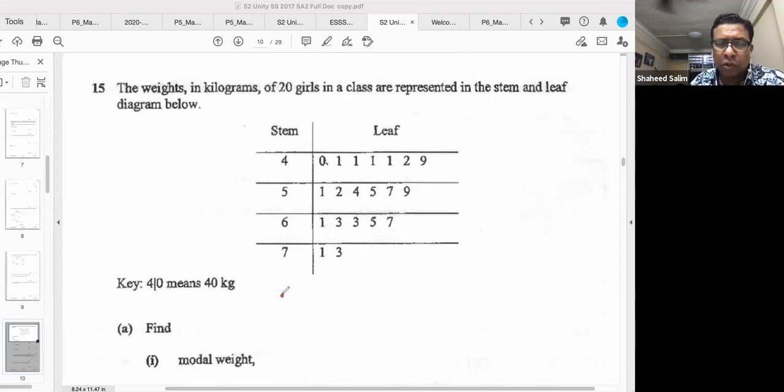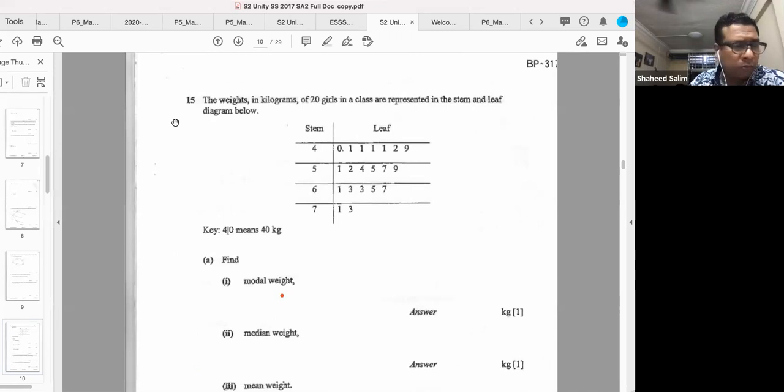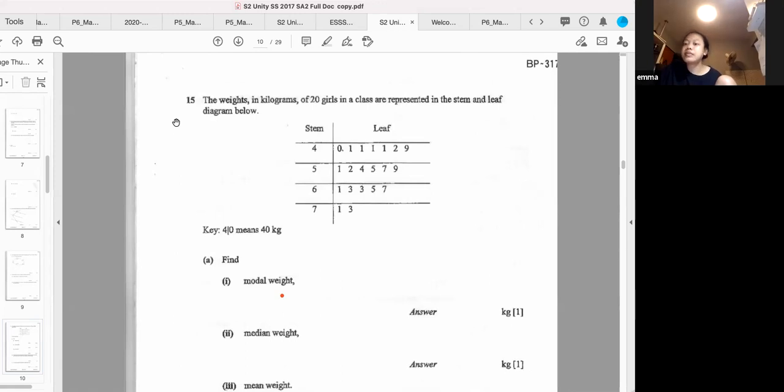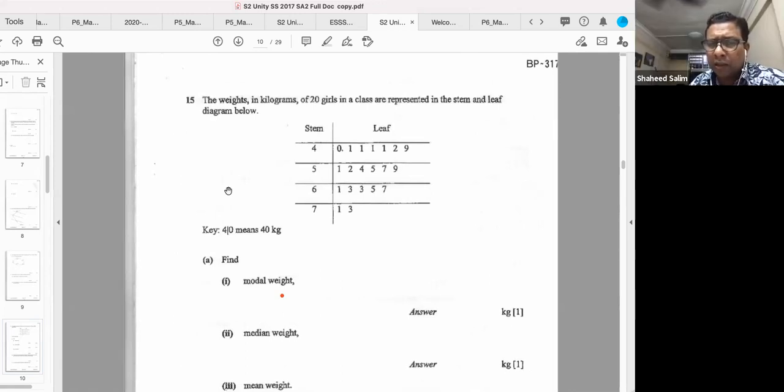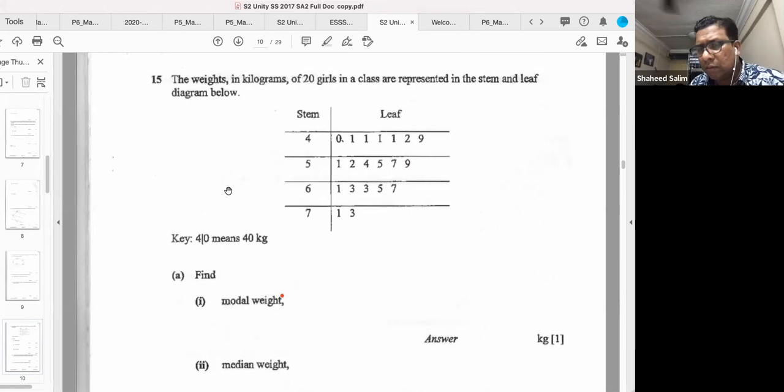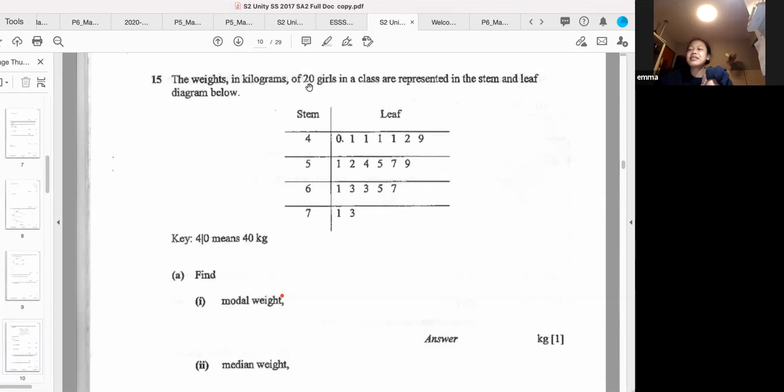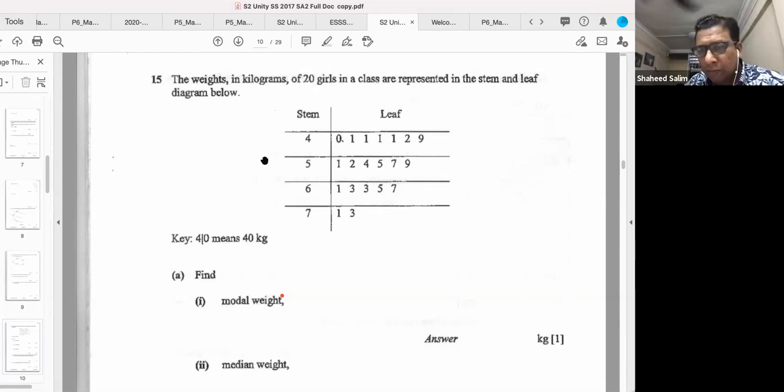Then we move on to the next. Hold on, let me push it out. Median. The median weight is 54.5 kg. What is the meaning of median? The value of the girl that is in the middle position. So you take 20, plus 1, divide by 2, then you take the 10th and 11th girl, right? Then you divide by 2.